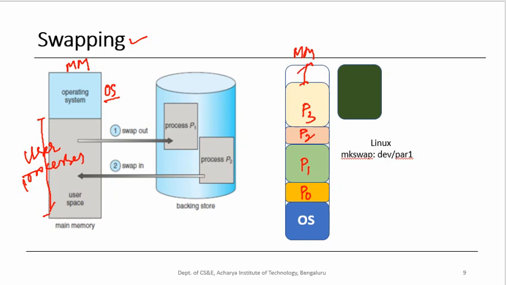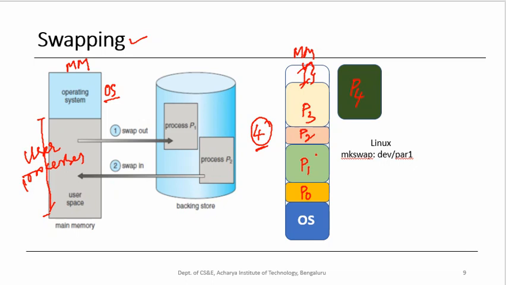Okay, now how many processes are there in the main memory? 4. It means that these processes can run concurrently in the system. And this 4 is nothing but our degree of multiprogramming. Okay. Now, suppose there is a process P4 whose size is greater than the free space which is available in the main memory, then this P4 cannot be brought into the main memory.